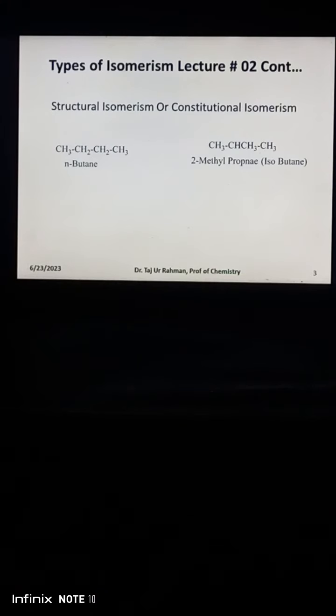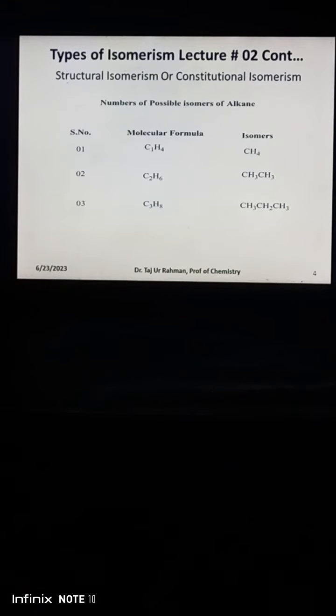It may be noted that there are enormous number of possibilities for branching in homologous series of alkane, except the first three members of alkane series, that is methane, ethane, and propane, in which branching is not possible, and hence they all have no other isomers except the compound itself. These are the first three members of the alkane series: methane, ethane, and propane.